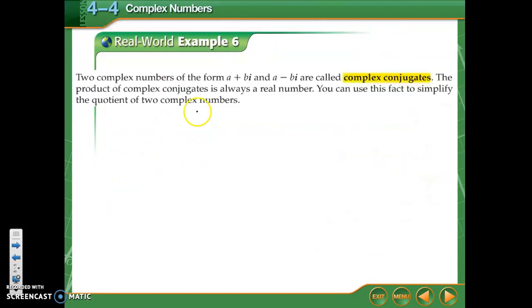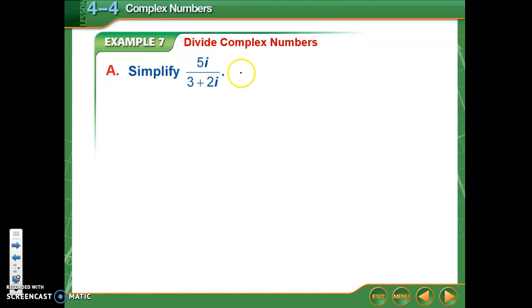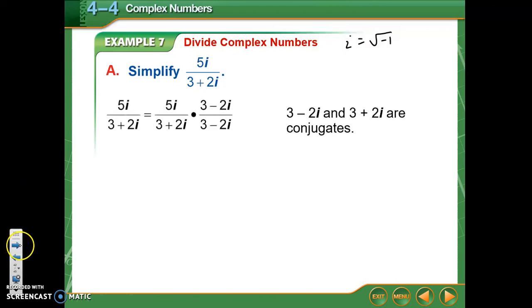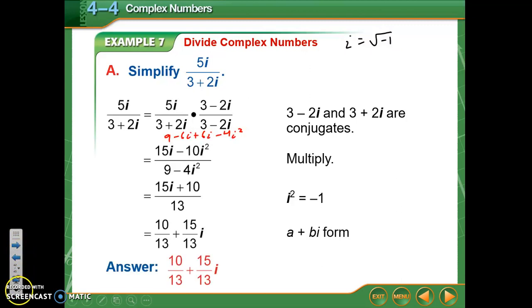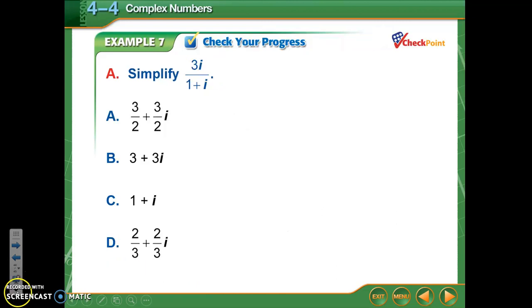All right, last but not least, just like with radicals, to simplify imaginary numbers that are in the denominators, we use the conjugates. They're called complex conjugates. Because remember, I can't have an i in the denominator because i represents the square root of negative 1, and I'm not allowed to leave square roots in the denominator. So here we're going to multiply the numerator and the denominator by the conjugates, and we're going to multiply. And then we're going to simplify, remembering i squared is negative 1, and this would be our final answer. So I want you guys to try this one.